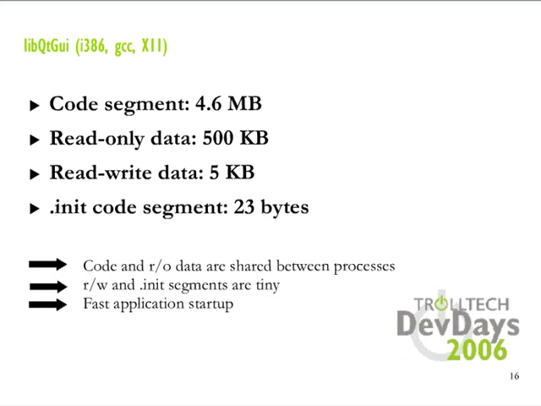The good thing is that the code and the read-only data are shared between processes. So those 4.6 megabyte and those 500 kilobytes have to be in memory only once. If you have 10 Qt applications, you have these two in memory only once, because every Qt application shares that data. The read-write data and the init code segments are tiny. I mean, it's 5 kilobyte and 23 byte. These two you have to duplicate for each and every application you load into memory, and they're really small. So on a modern system, it's absolutely insignificant, which gives you quite a fast application startup.